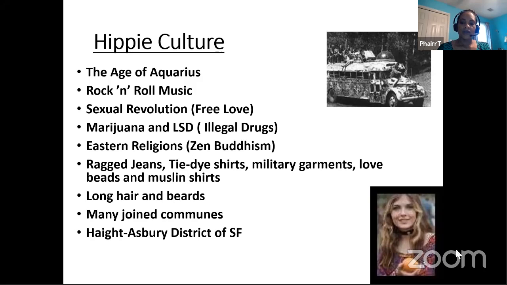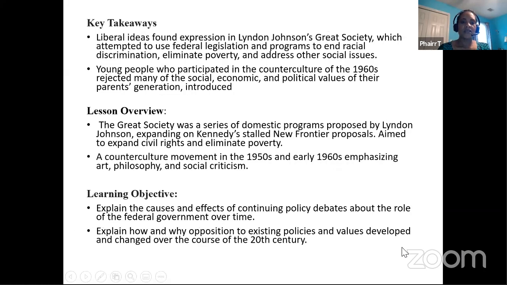But again, a huge impact from that. And so our key takeaways, once again, kind of bringing it back: the fact that liberal ideas found expression in LBJ's Great Society, which attempted to use federal legislation and programs to end racial discrimination, eliminate poverty, and address social issues. The fact that young people participated in the youth culture of the 1960s and rejected many of the social, economic, and political values of their parents' generation that were introduced.